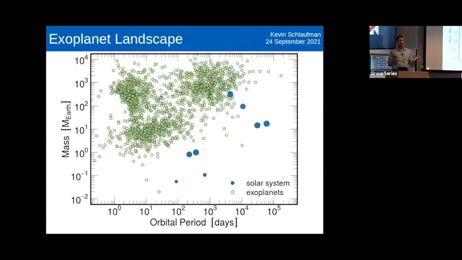So the first slide in every exoplanet talk looks something like this. This is the distribution of known exoplanets on a log-log scale with orbital period on the x-axis and mass on the y-axis. The green points are individual planetary systems that have been discovered, and the blue points are the planets in our own solar system.